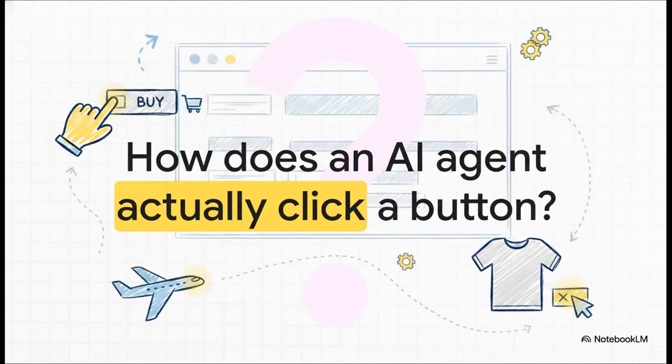Okay, let's jump right in with a pretty fascinating question. When you ask an AI assistant to, say, book a flight or buy a shirt, how does it physically execute that click? I mean, if an agent doesn't have eyes to see a screen or hands to move a mouse, how in the world does it navigate a checkout page that was designed entirely for human interaction?